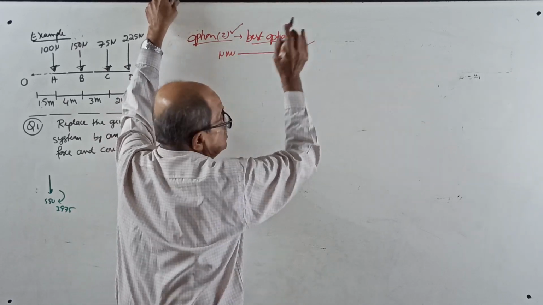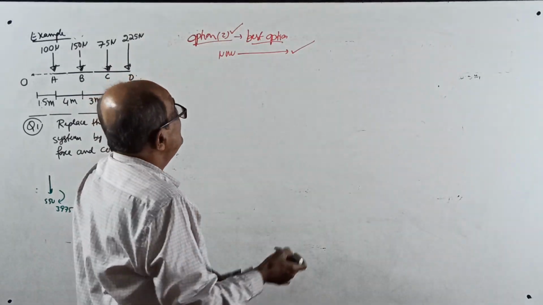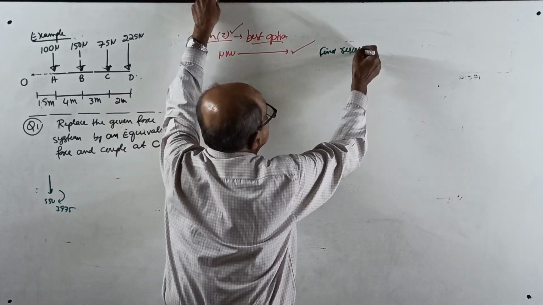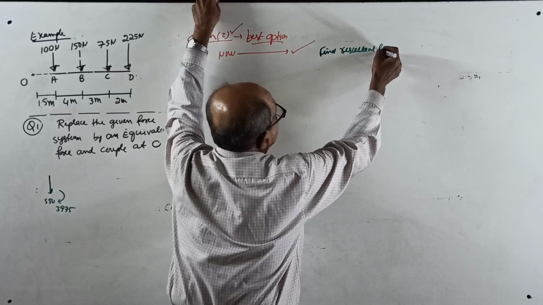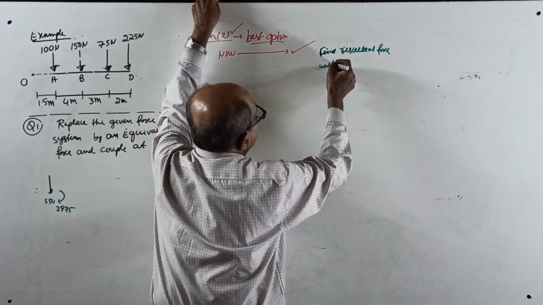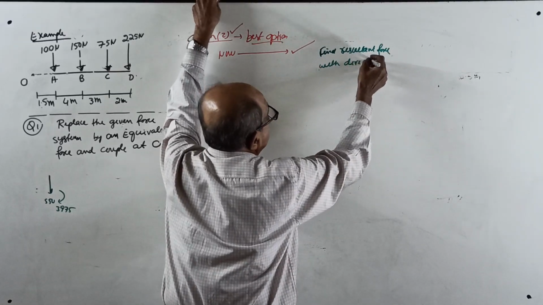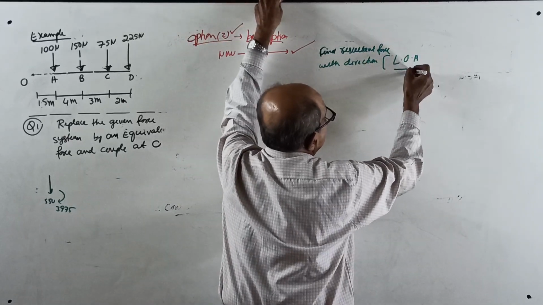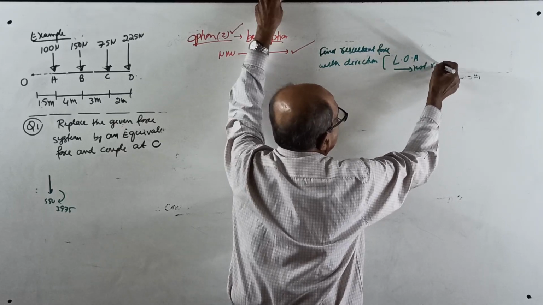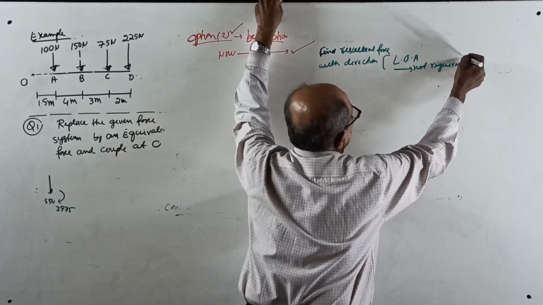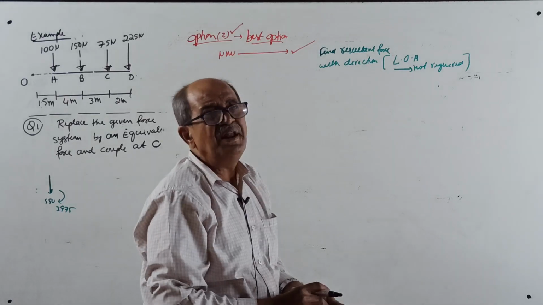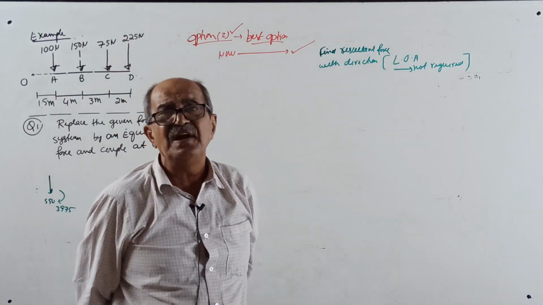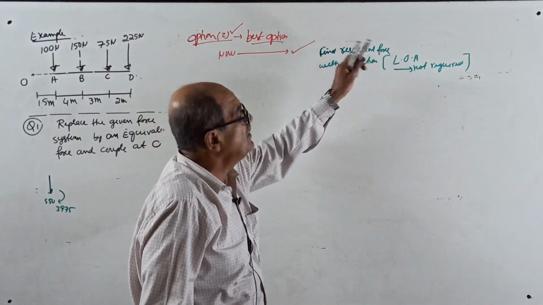Now onwards, option 2. What to do is, find the resultant force with the direction. Remember, line of action not required. Line of action, because you are shifting it. Line of action is not required. We are not interested to find the line of action, which is required when you are locating the resultant. We want only the resultant force.